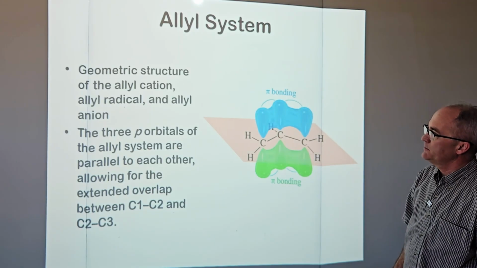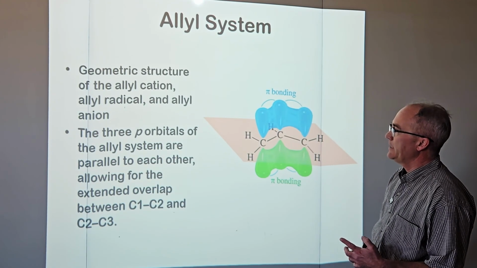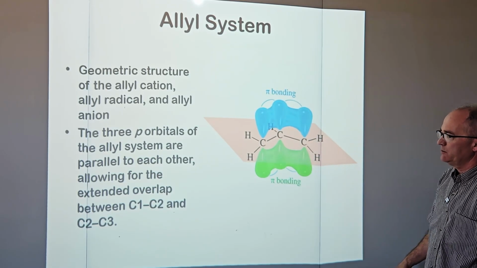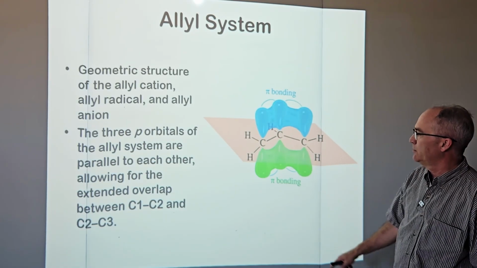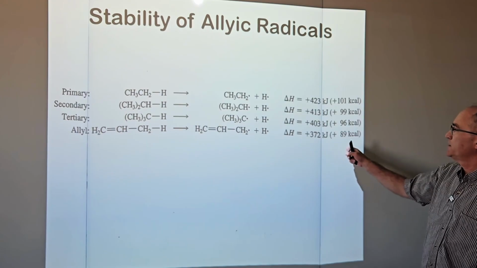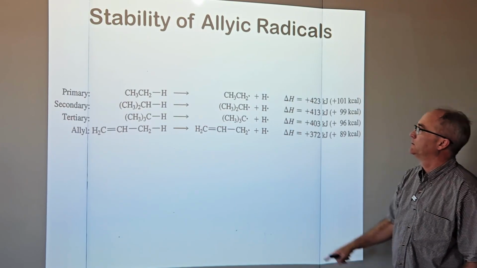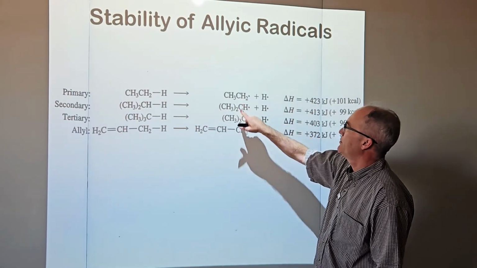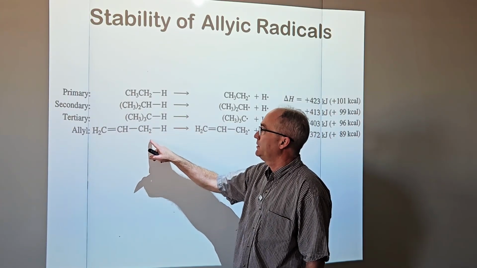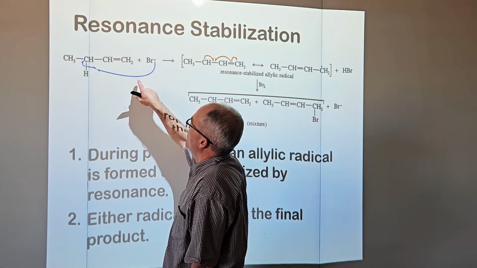So here's our allyl system, very similar to the allyl cation. This is the allyl radical and the allyl anion. The three p orbitals of the allyl system are parallel to each other, so there's extended overlap between all three carbons. And here we see basically bond dissociation energies. We take this bond apart homolytically, it takes this much energy. So here's our primary, here's our secondary, here's our tertiary, and here is allylic, and it has the lowest energy. So now we'll look at the bromination again.